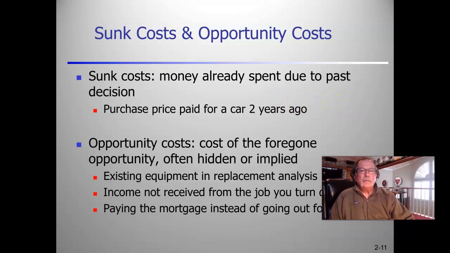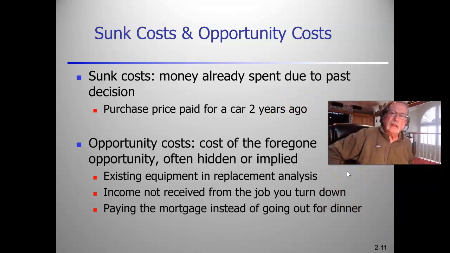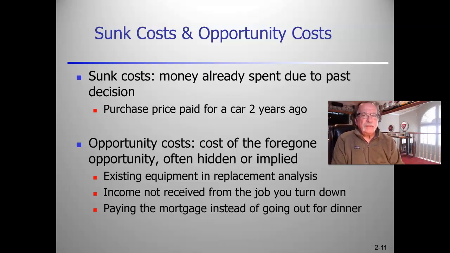Now, let's talk about two other types of costs, sunk costs and opportunity costs. The one that tends to be confusing for many students is sunk cost. It's money that you've already spent due to a past decision. So an example of a sunk cost is the price you paid for a car 2 years ago. Now, in terms of making a decision going forward, the sunk cost is irrelevant to the decision.